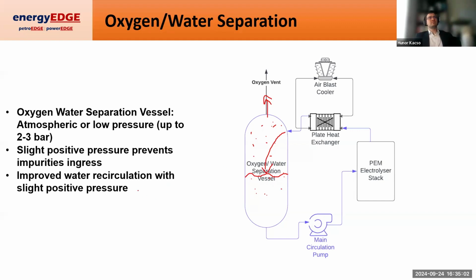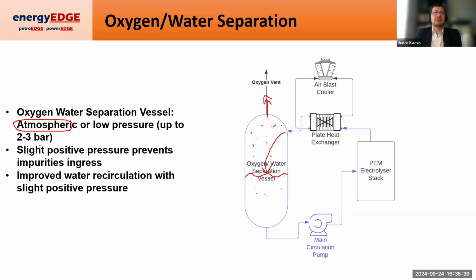So, the pressures here in the oxygen water separation vessels: some systems still use atmospheric pressure. Essentially the oxygen water separation vessel will just simply be open to atmosphere. Some systems still tend to do that. Others have increased the pressure ever so slightly, up to about 2 or 3 bars. And so it's quite low pressure.